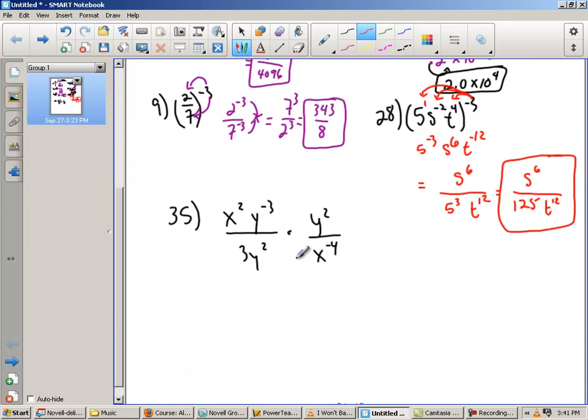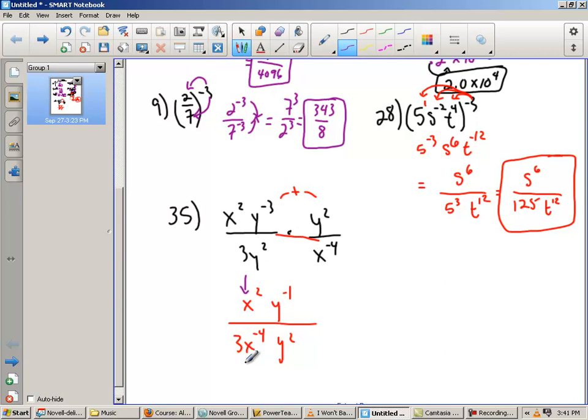Then on 35, when I'm multiplying two fractions that have no addition or subtraction in them, I can just treat it all as if it's one big fraction. Because I'm just multiplying across the top anyway and multiplying across the bottom as well. So when I multiply y to the negative 3 times y squared, I will add the exponents. That gives me x squared y to the negative 1 all over 3x to the negative 4y squared. I changed the order just to be alphabetic. There's no other reason initially.